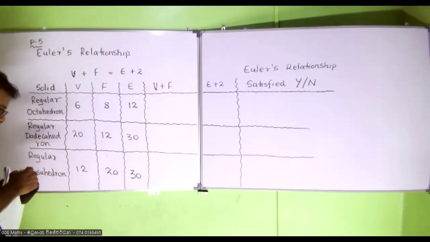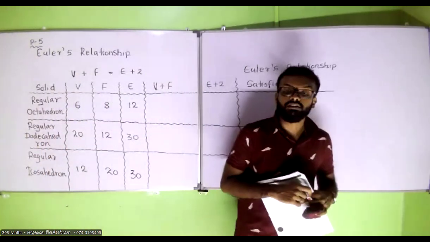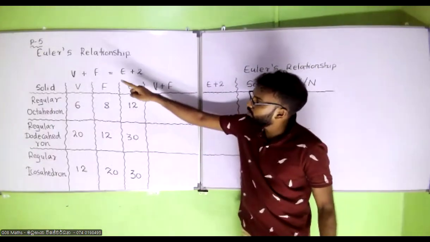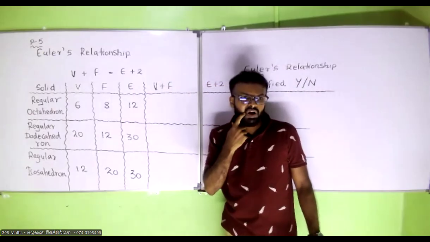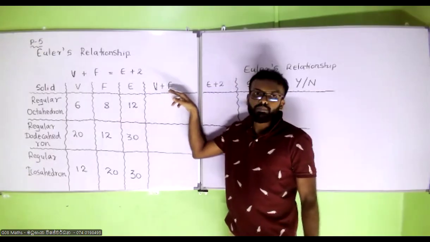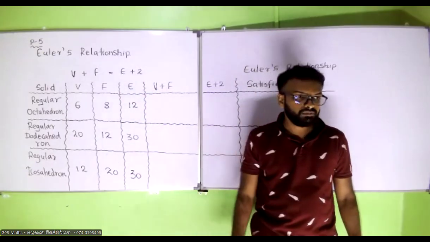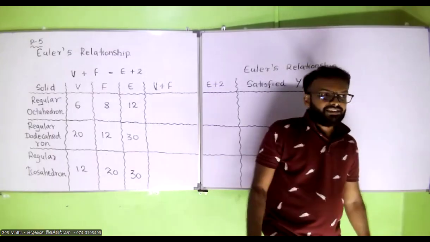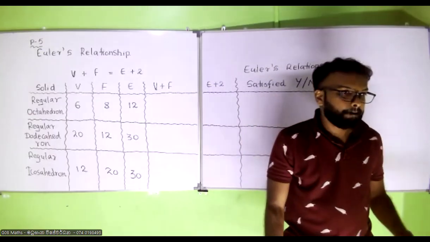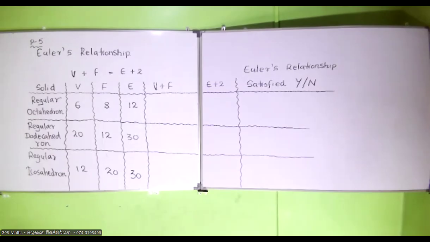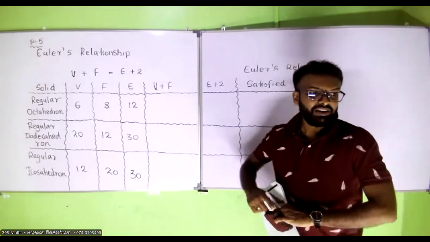Right. Excellent. Then I am going to fill the fifth column. That is V plus F. Who is going to get the chance to fill V plus F for all the solids? Any volunteers? Regular octahedron.